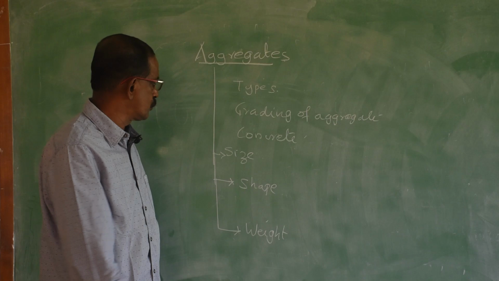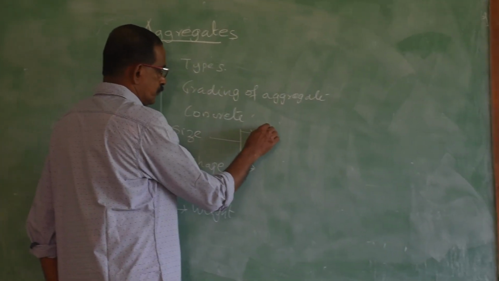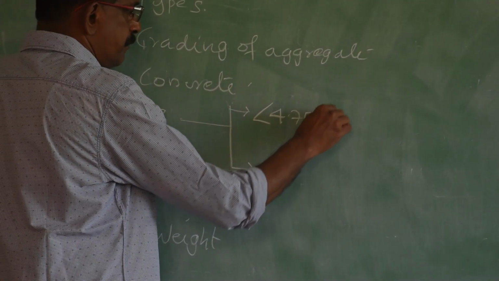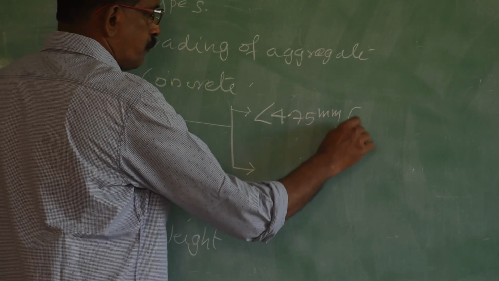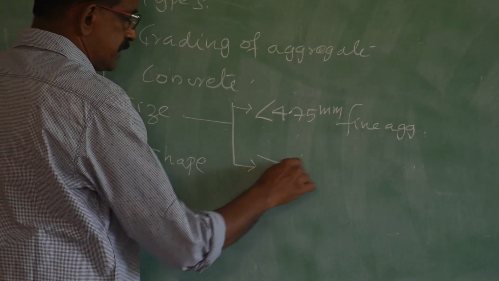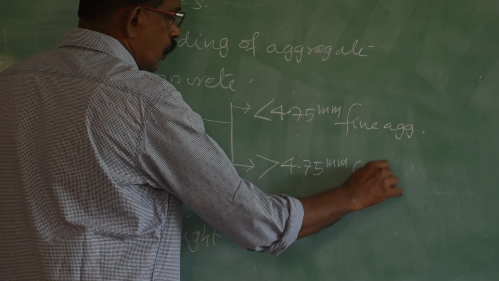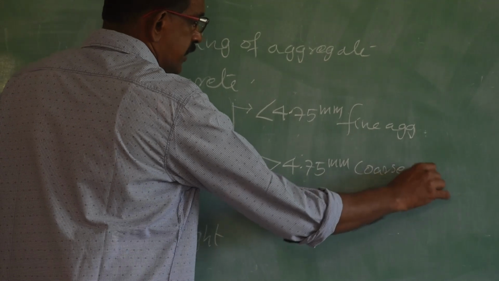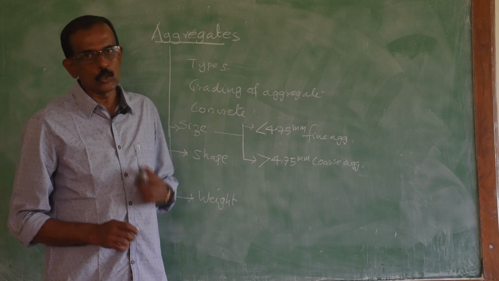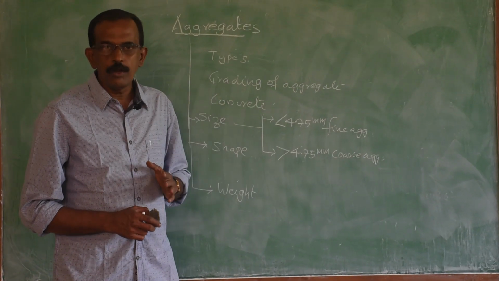First one, based on the size. It is again divided into two. If the size is less than 4.75 millimeters, that is called fine aggregate. And if the size is greater than 4.75 millimeters, it is called coarse aggregate. So aggregates are classified based on the size as fine aggregate and coarse aggregate.